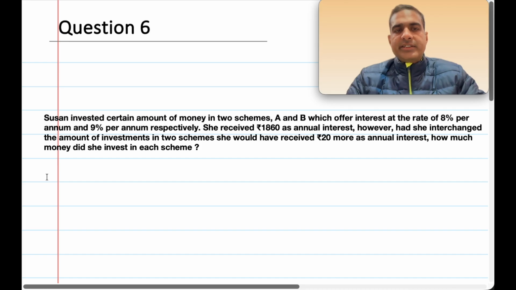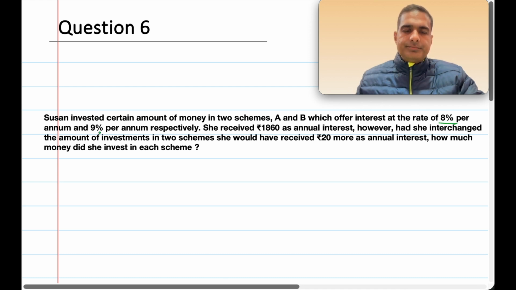Question number 6 is: Suzanne invested a certain amount of money in two schemes, A and B, which offer interest at the rate of 8% per annum and 9% per annum respectively. She received rupees 1860 as annual interest.